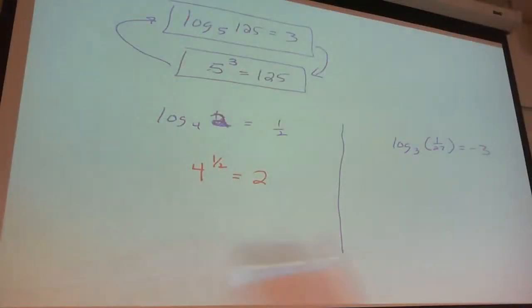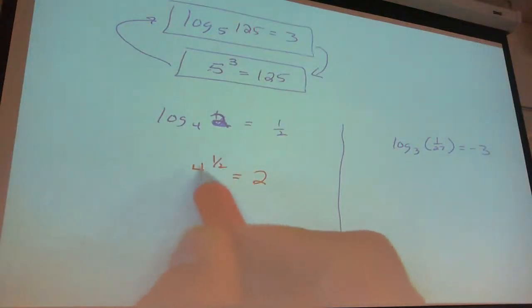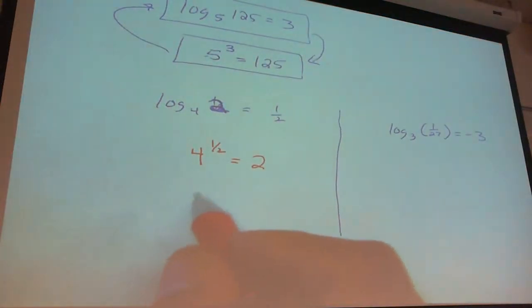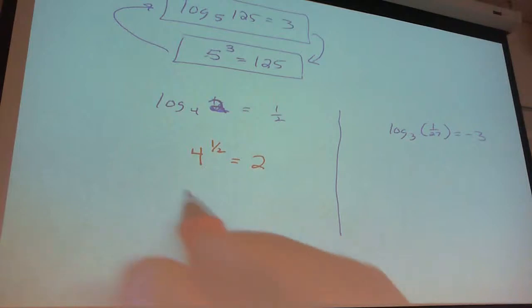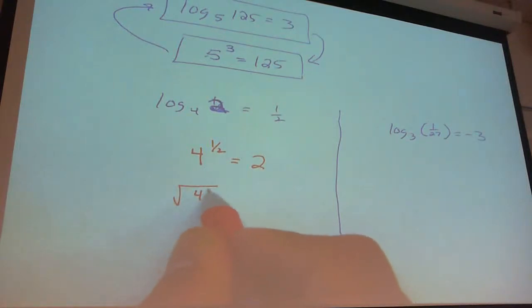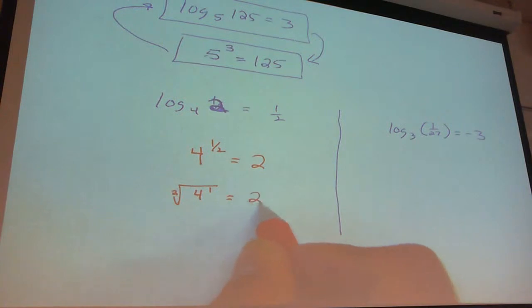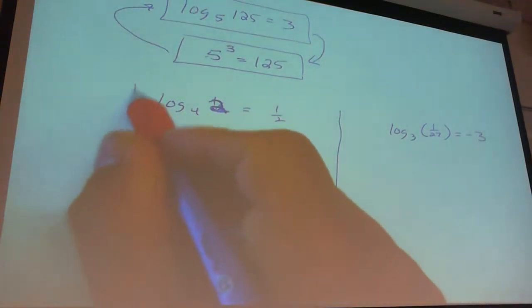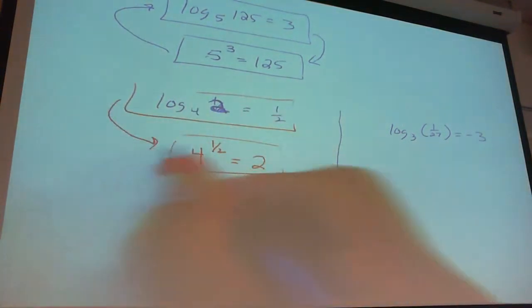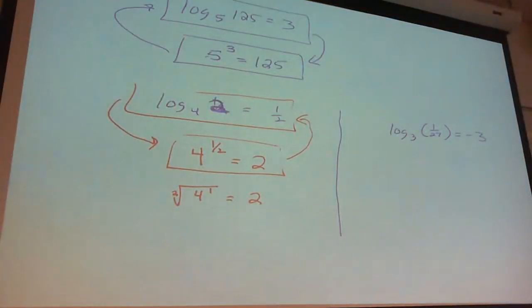And just to be clear, why is 4 to the 1/2 equal to 2? Not because half of 4 is 2. What's another way to write half? 0.5. What's another way? Square root. Because there's the 1, there's the 2. And what's the square root of 4? 2. So just to be careful, I want to make sure you understand. Okay? Let's do the next one.